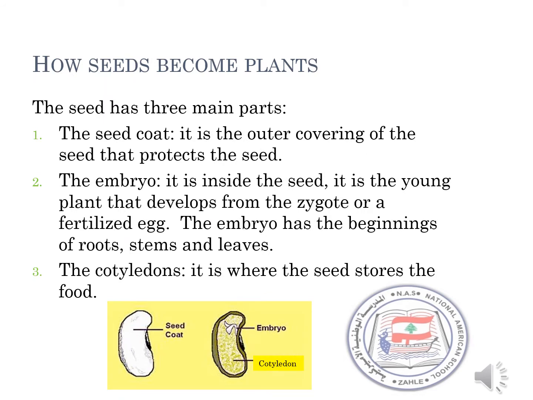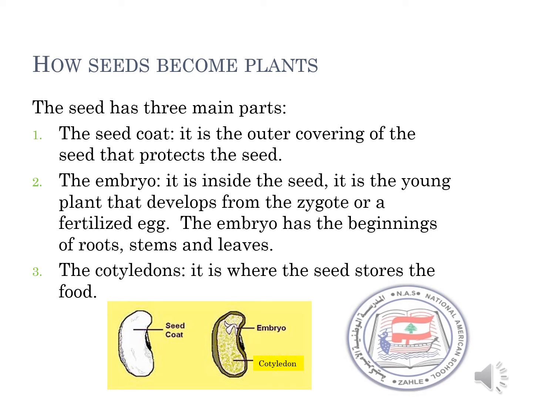First, we're going to see the structure of the seed. The structure of the seed has three main parts. The seed coat, it is the outer covering of the seed that protects the seed. The embryo, it is inside the seed. It is the young plant that develops from a zygote or a fertilized egg. The embryo has the beginnings of roots, stems, and leaves. Finally, the cotyledons, it is where the seed stores its food.